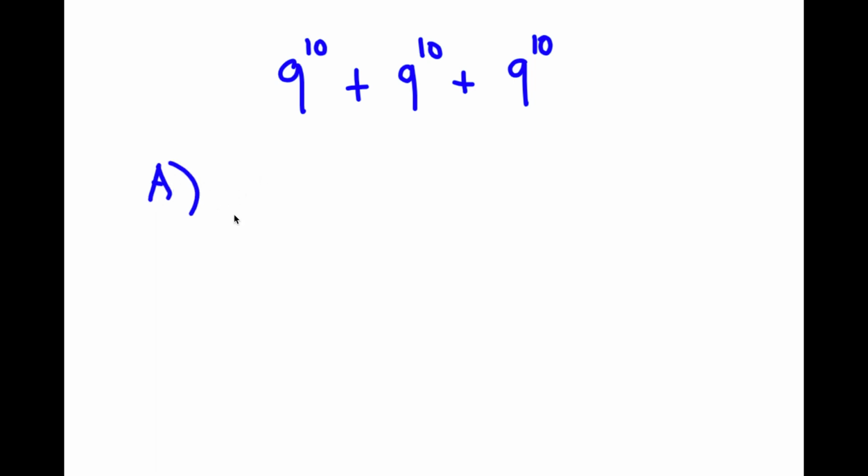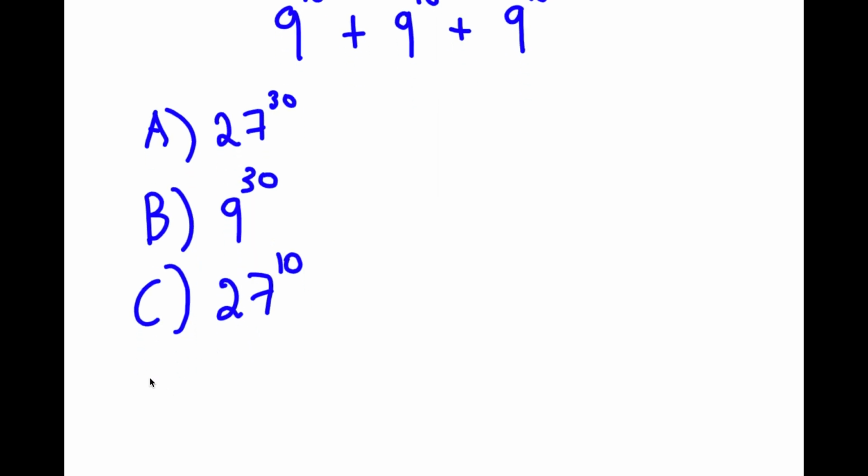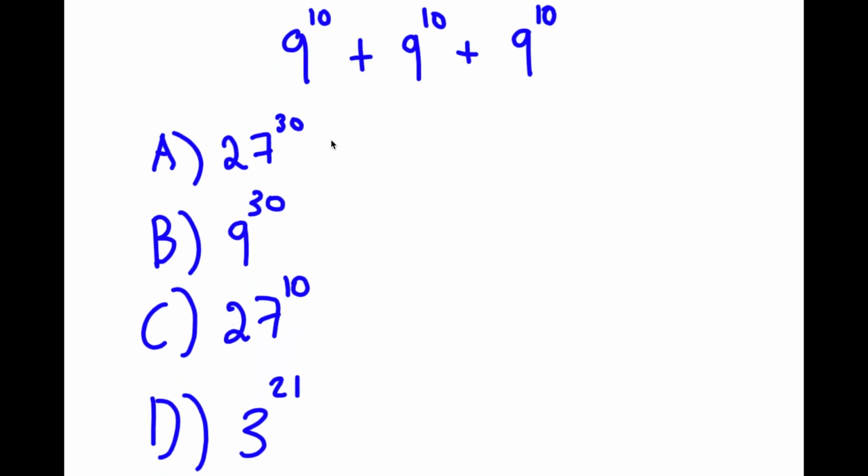So for answer choice A, I have 27 to the power of 30. For answer choice B, I have 9 to the power of 30. For answer choice C, I have 27 to the power of 10. And finally, for answer choice D, I have 3 to the power of 21. So we're going to go ahead and check each individual answer choice and see which one uses the right exponential rules to get the correct simplified answer.